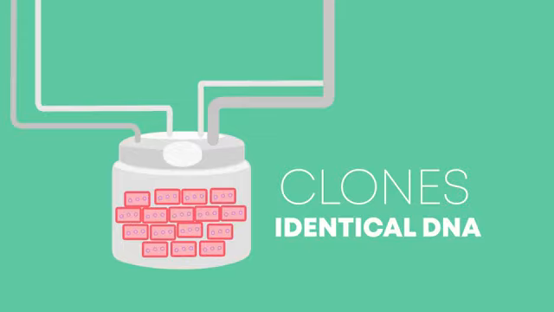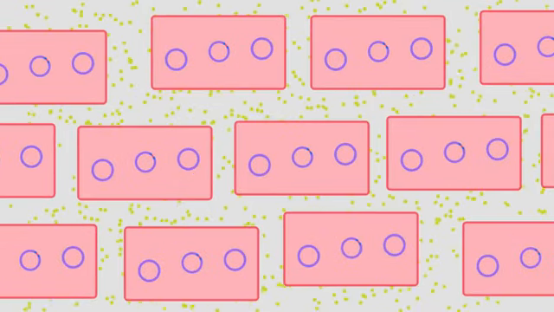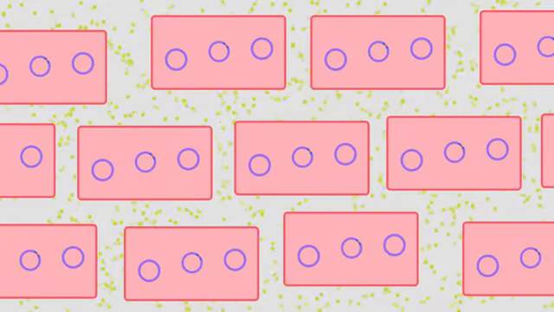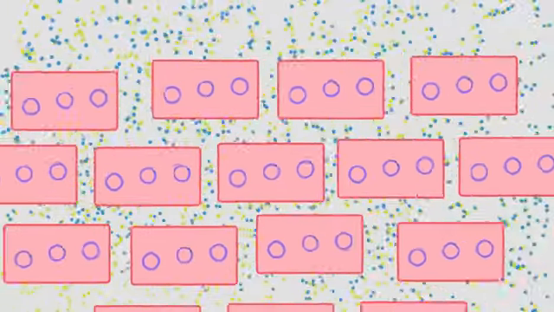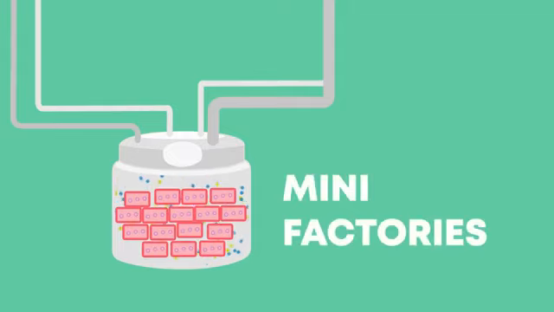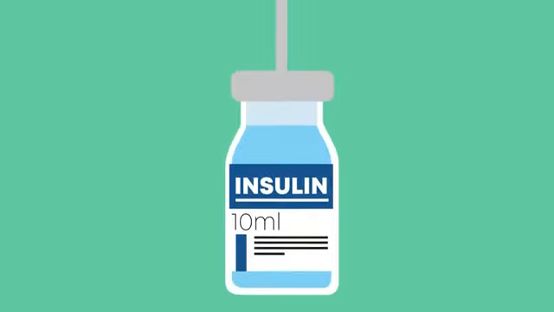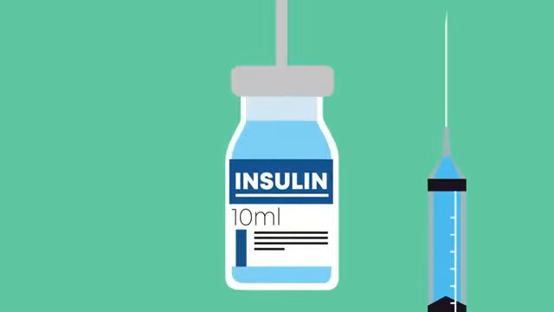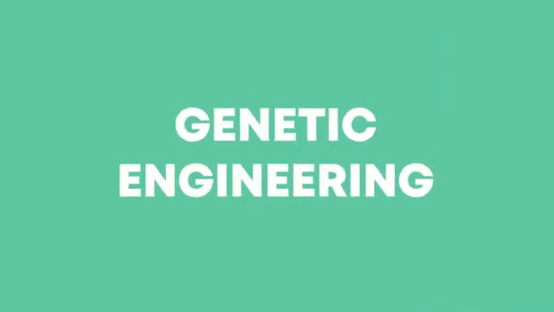The bacteria express their own genes in order to survive. In other words, they make their normal bacterial proteins. But they also express the human insulin gene and make human insulin. The fermenter has become a culture of mini factories, all producing human insulin. The insulin is then extracted, purified, and packaged. Humans can now inject themselves with human insulin. And that is how genetic engineering works.